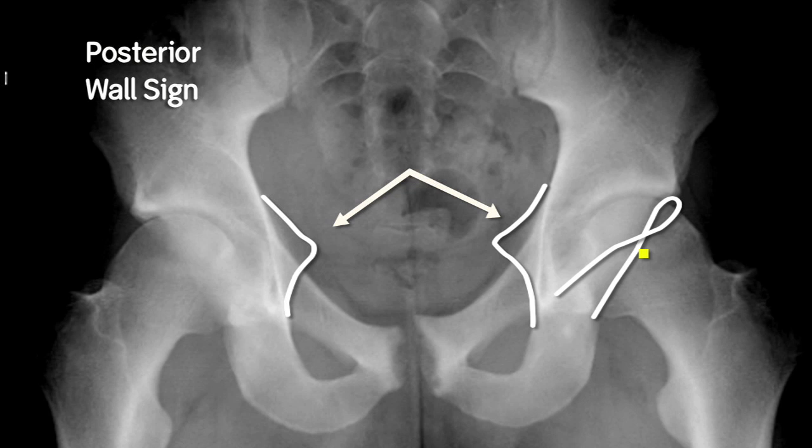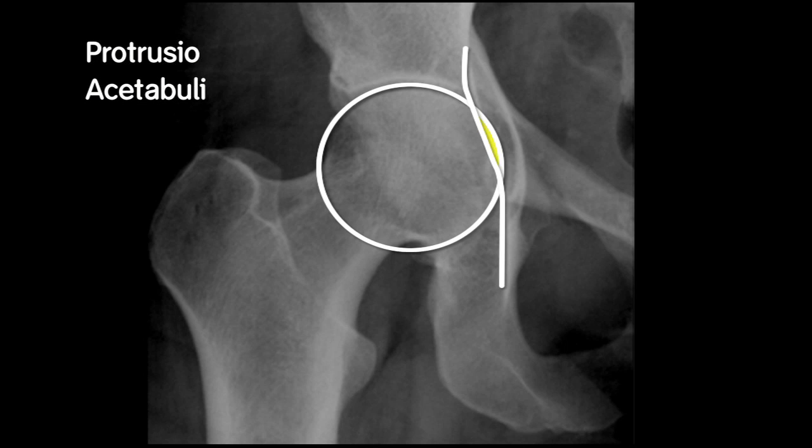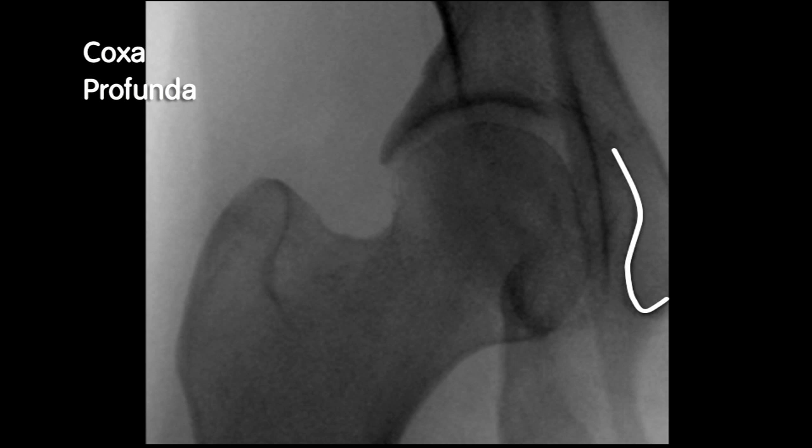A positive posterior wall sign is present when the center of the femoral head lies lateral to the posterior acetabular wall. This indicates posterior wall deficiency and acetabular retroversion when associated with the crossover sign. Protrusio acetabuli is present on a well-centered AP pelvis when the medial aspect of the femoral head lies medial to the ilioischial line. Coxa profunda is present when the teardrop lies medial to the ilioischial line and is sometimes associated with ossification of the labrum as indicated by the arrow.